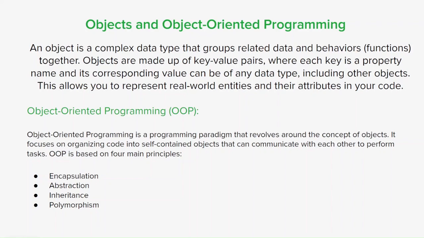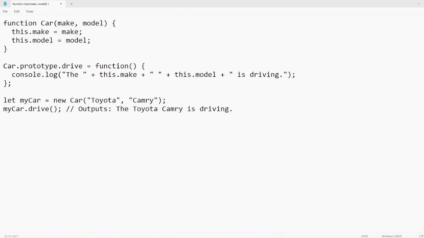In JavaScript, you can implement OOP principles through the use of constructors, classes, and prototypes. So here's a simple example using constructor functions. In this example, the car constructor over here is used to create our car objects, and the drive method is added to the car constructor's prototype to ensure that all car objects share the same method. So by understanding objects and object-oriented programming, you can create more organized, modular, and maintainable code that models real-world concepts effectively.